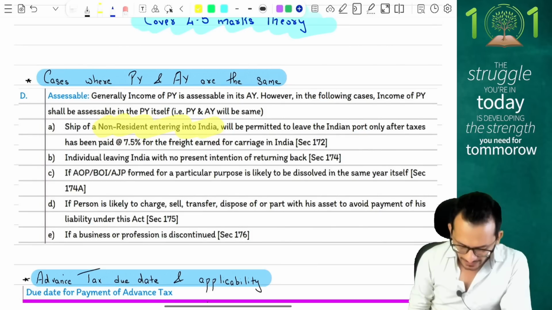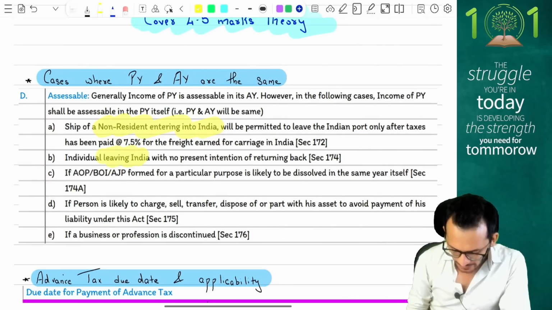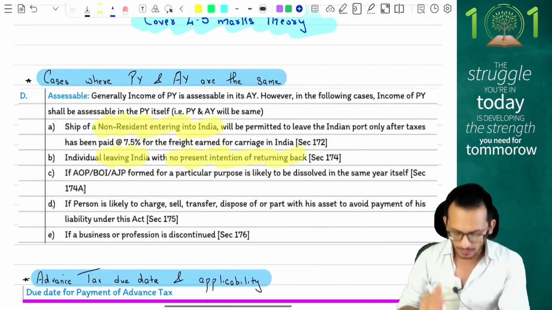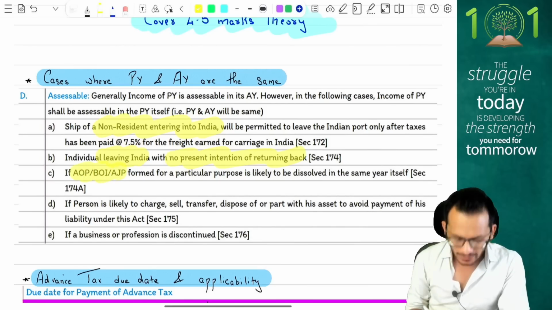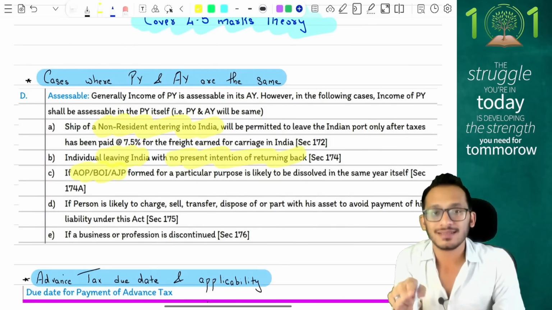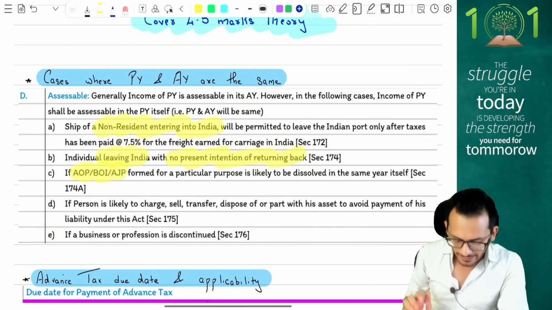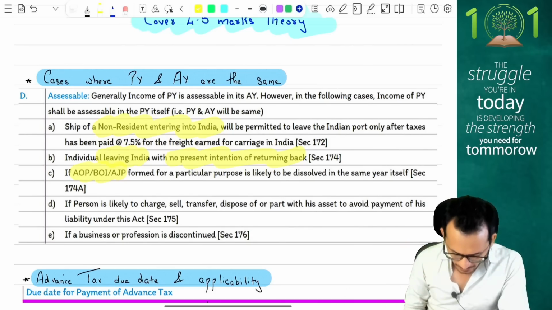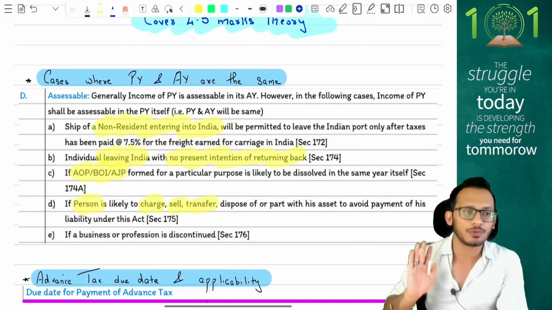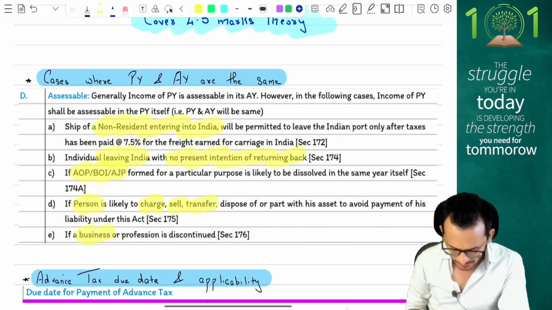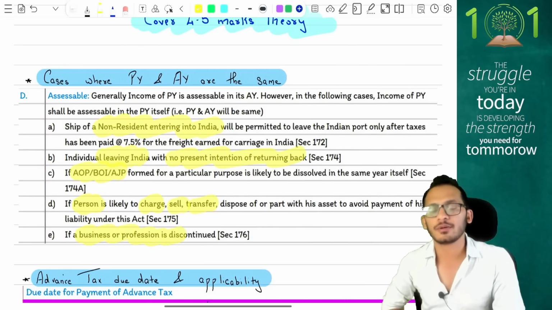Second, if there is any individual who is planning to leave India with no intention of coming back. Third, if you are going to be an AOP or BOI which is formed for a particular purpose in the same year and is dissolved in the same year. Fourth, if you are going to be a person who's planning to charge, sell, transfer his assets with an intention to avoid taxes. And fifth, if your business or profession is planning to be discontinued in the previous year.